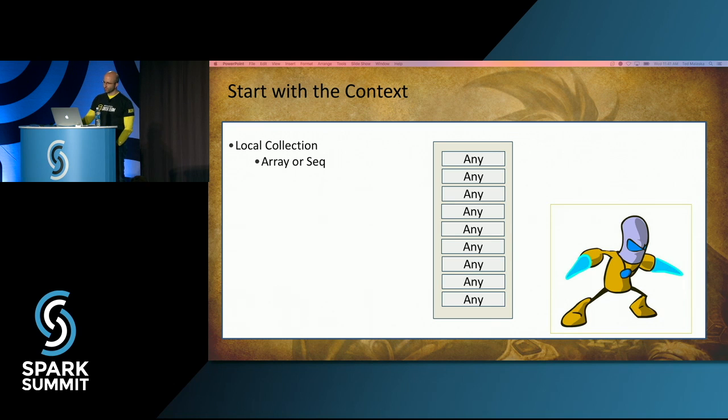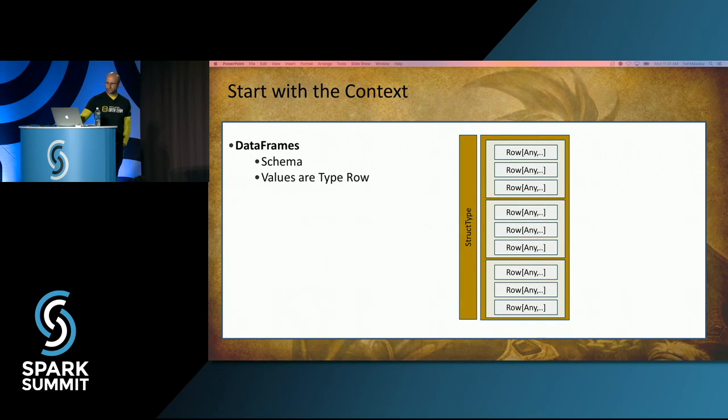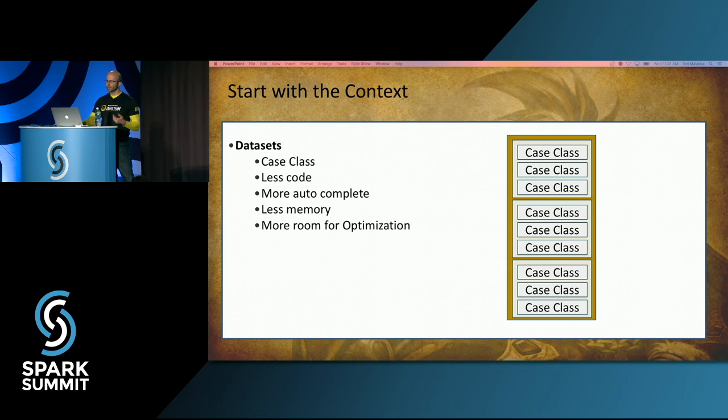Before we get started, just really quick, in the world of Spark, we have these things called RDDs. If you're not familiar with it, you start with a collection. An RDD is a collection that is partitioned, immutable, and deterministic. Then you have your data frames, which, in the old days, were RDDs that have type row and have a schema. Nowadays, they're data sets. And then there's data sets, where essentially you can put case classes or row objects, and they have benefits over traditional RDDs.